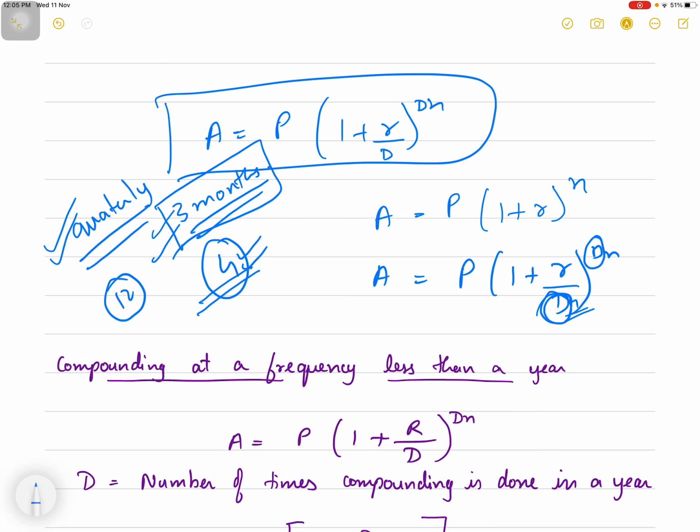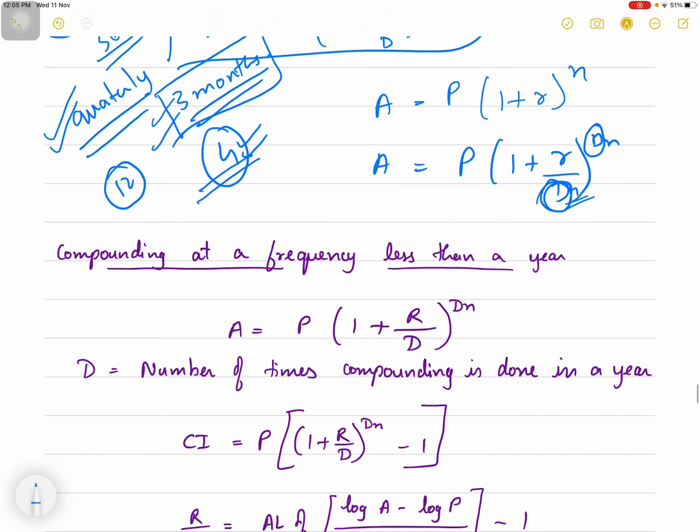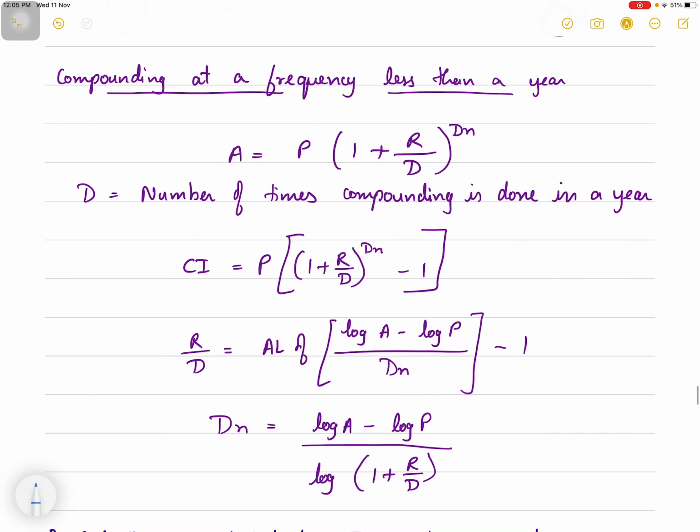If I say compounding is done weekly, in a year there are 52 weeks, right? That means compounding is done 52 times in a year. So your D will be 52. If I say compounding is done daily, so every day compounding is done, now in that case your D will be 365 because there are 365 days in a year. Okay. So take down the formula.